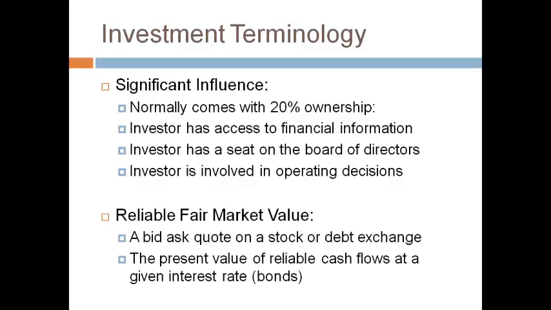The second is whether or not the investment has a reliable fair market value. Reliability is achieved if the investment is traded on a stock or debt exchange, or if there is a reliable cash flow stream. Investments with a reliable fair market value are generally reported on the balance sheet at fair market value. The first method of accounting for investments we will discuss is the cost method.